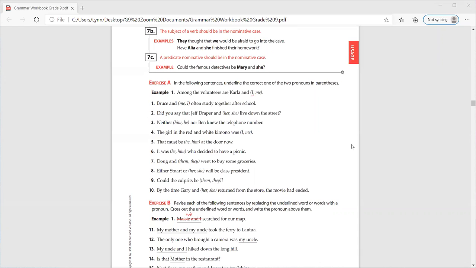Okay, number 4. The girl in the red and white kimono was me. Okay, what if you said, me was the girl in the red and white kimono? Or would you say, I was the girl in the red and white kimono? I was. Right, okay. That must be him at the door. Who must be at the door? Him must be at the door or he must be at the door? He. Yes, okay. Continue, Abdullah.